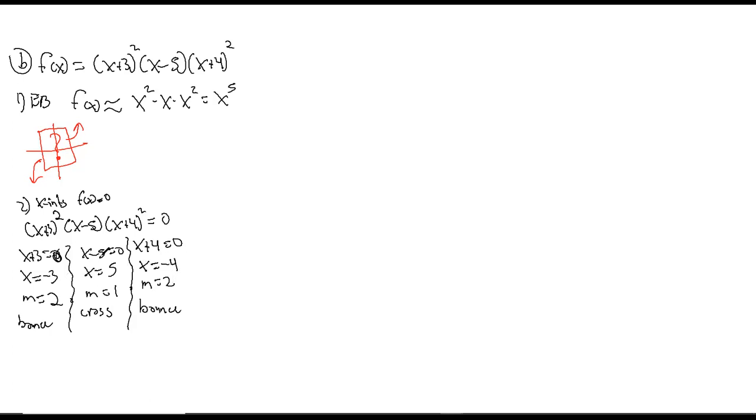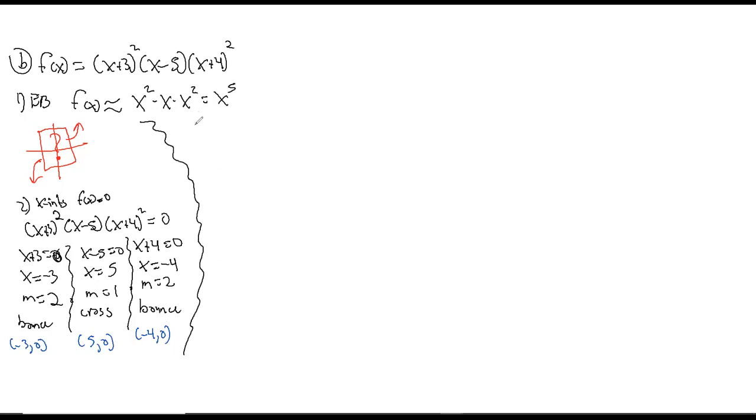Now remember, these are points. These are not vertical lines. These are points with y values of 0. So that's, for emphasis in blue, negative 3 comma 0, which will bounce, 5 comma 0, which will cross, and then negative 4 comma 0, which will also bounce. I'm going to run out of room if I do any more there.